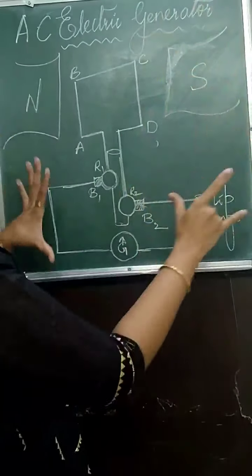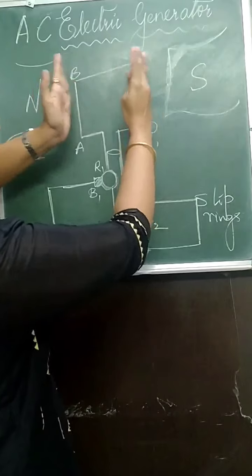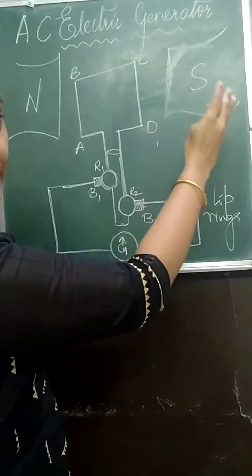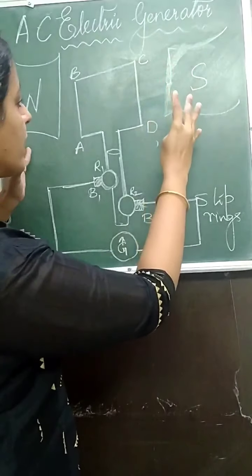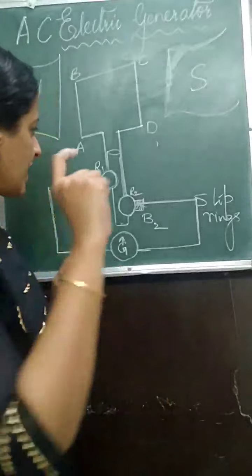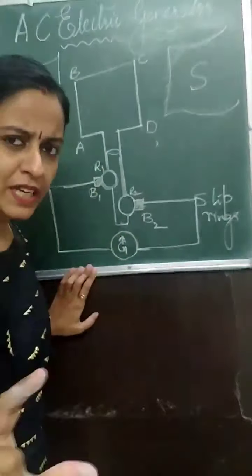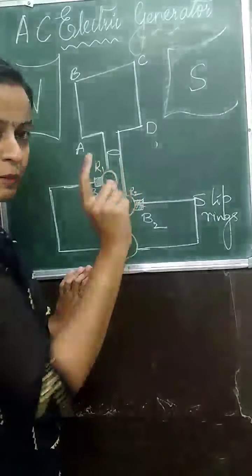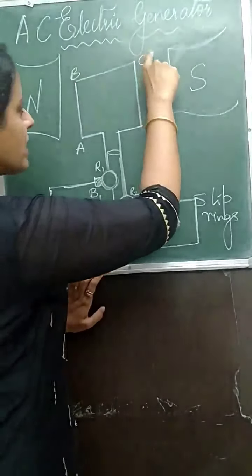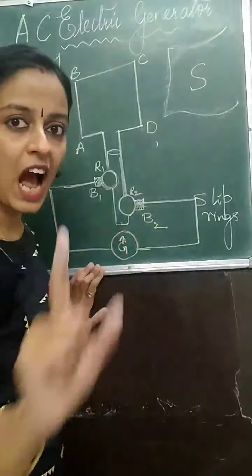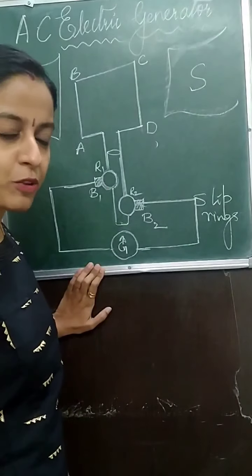So what all are the setup here? Armature coil, rectangular shaped armature coil, two magnet pole pieces for strong magnetic field, two slip rings. What is the speciality of the slip ring? The slip ring R1 will be connected to AB only, permanent. Same way, the arm CD will be connected to ring R2, permanent. Okay, that thing you have to remember.